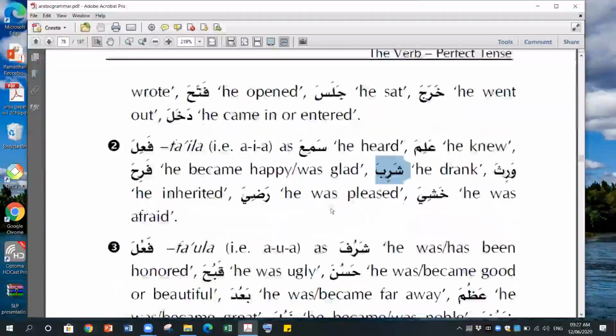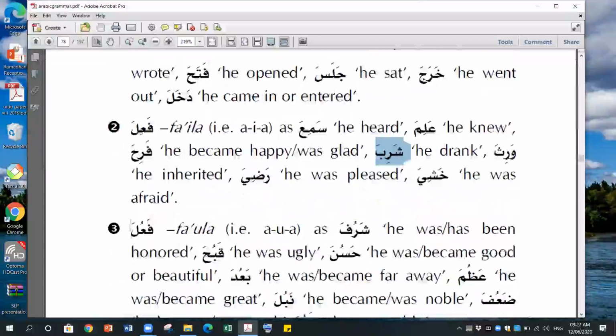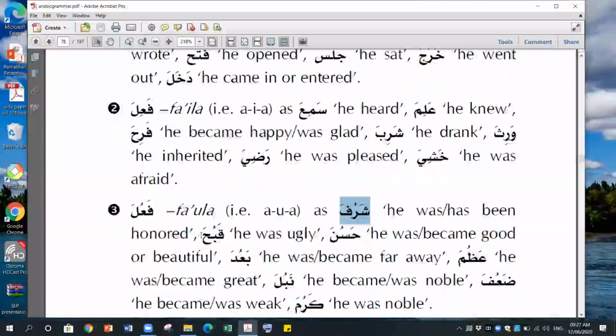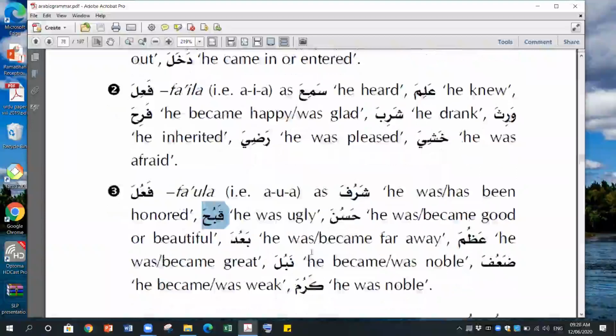So shall we go to the next? The third pattern is fa'ula. What is the change now? It's Dhamma on the ain kalima, right? Some verbs come on this pattern, like sharufa, he has been honored, or hasuna, he became good. Qabuha, he became ugly. Ba'uda, he became far. Da'ufa, he became weak.